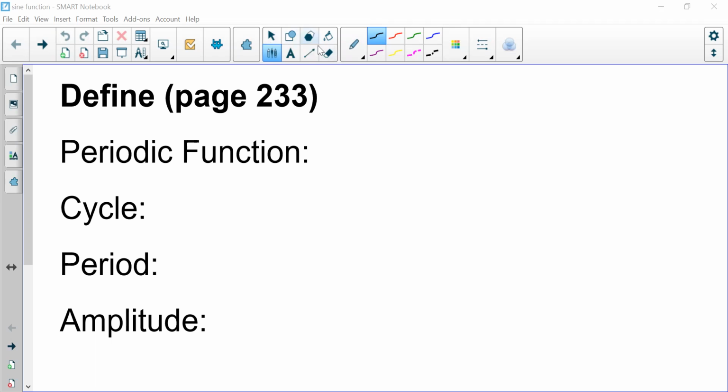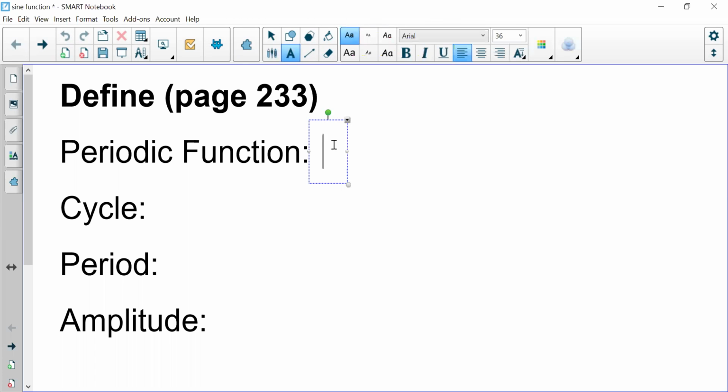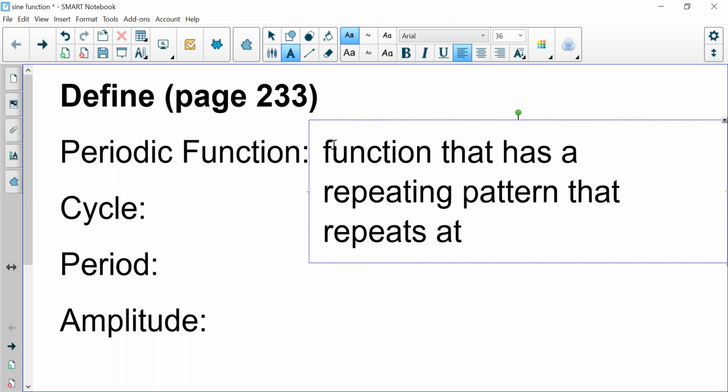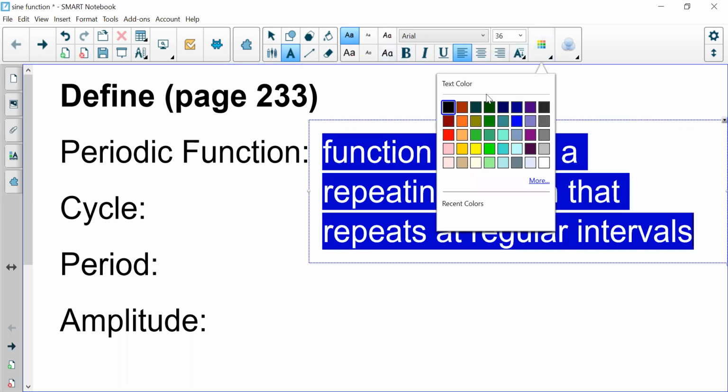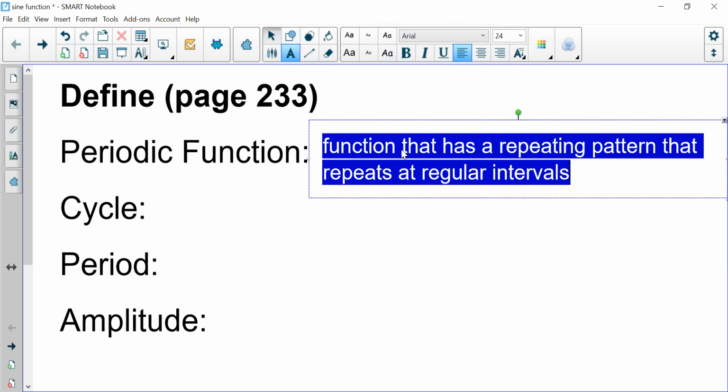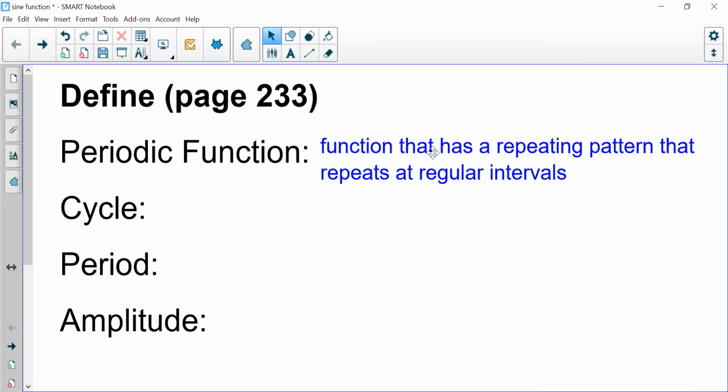Okay, so if you want to put next to periodic function there, a periodic function is a function that has a repeating pattern that repeats at regular intervals. So the first thing we do is actually identify whether something is a periodic function or not. If it's in a graph, it's fairly easy. You're just looking to see if the thing continues on its regular pattern.